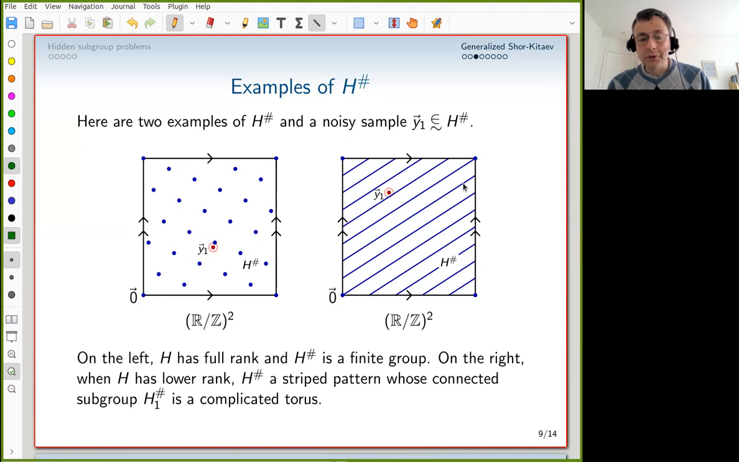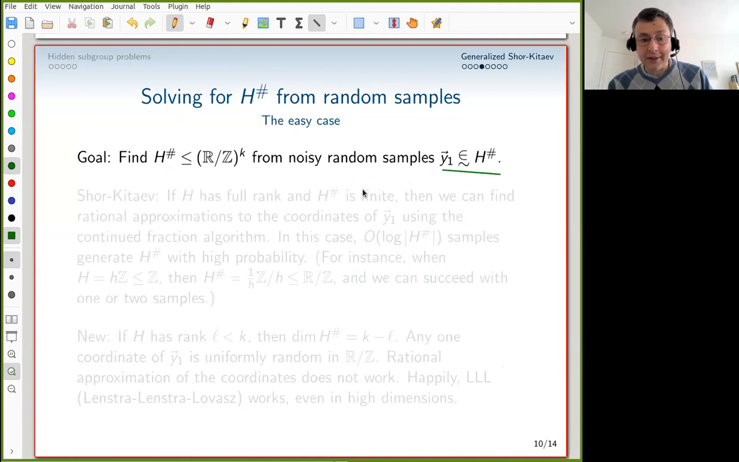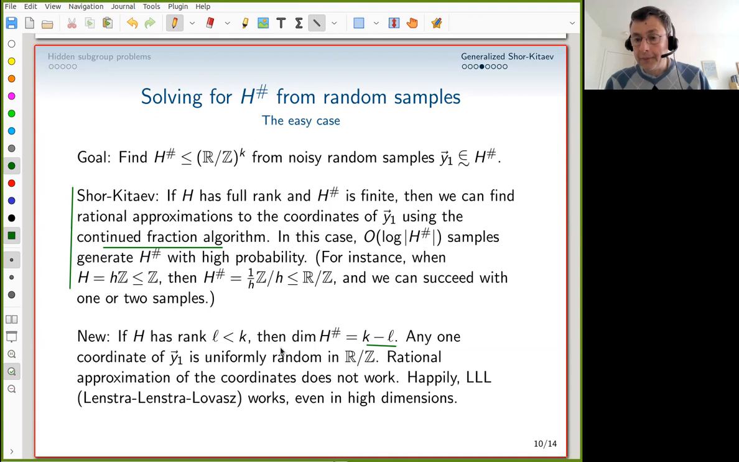You should imagine a Google of stripes at some complicated slope with 100 digits. And no, you don't get to know that from one sample, or even from a polynomial number of samples, not unless you do some real work. You just cannot use the continued fraction algorithm. So rational approximation of the coordinates does not work. There's no obvious change of coordinates ahead of time. However, the LLL algorithm does work.